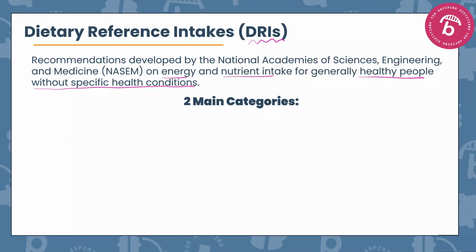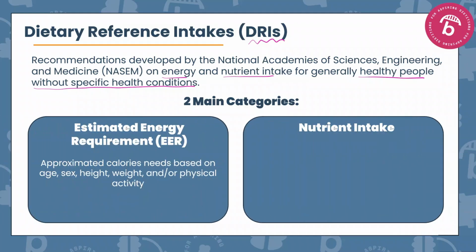And within the DRI system, there are two major categories to understand. First, we have the Estimated Energy Requirement, or EER. This tells us how many calories someone is likely to need each day to maintain energy balance. So in other words, it helps us estimate how much energy a person uses based on factors like age, sex, height, weight, and physical activity.